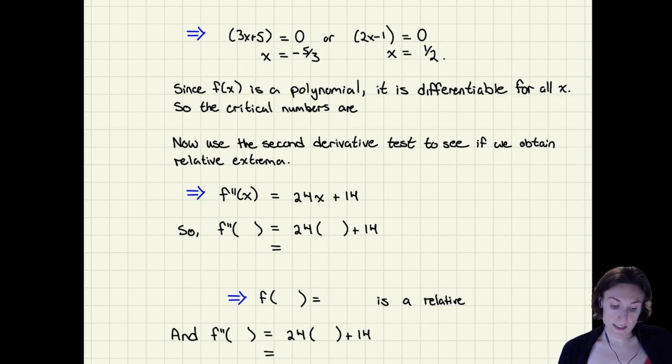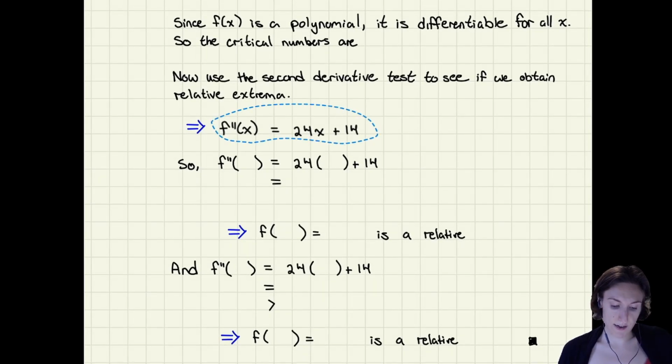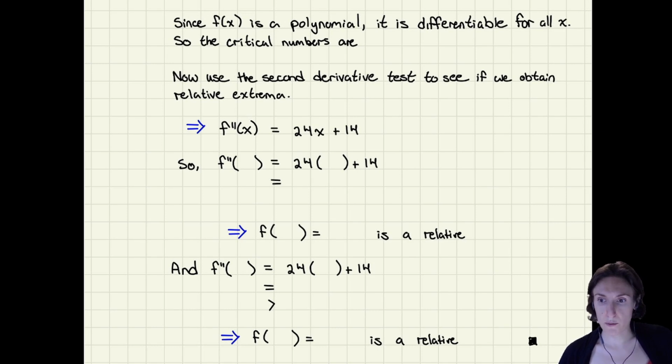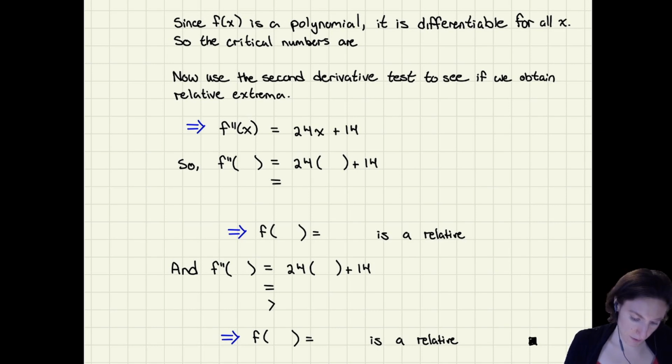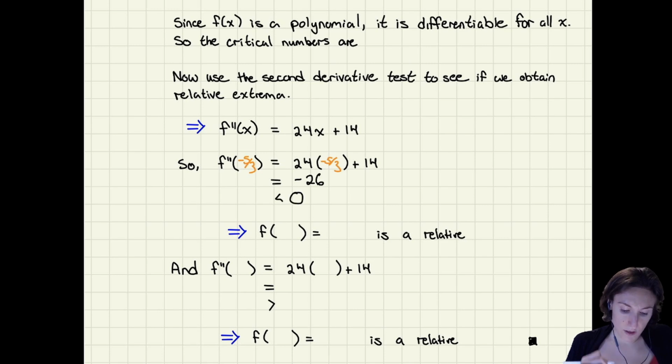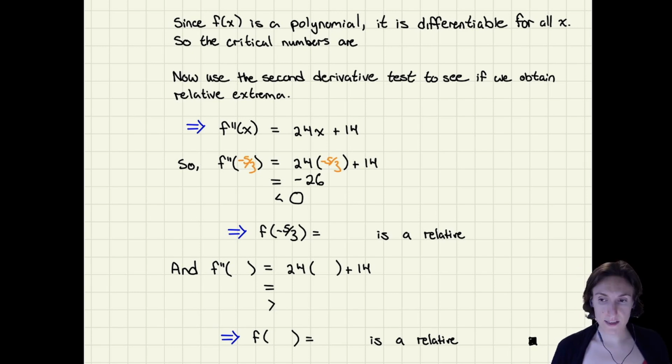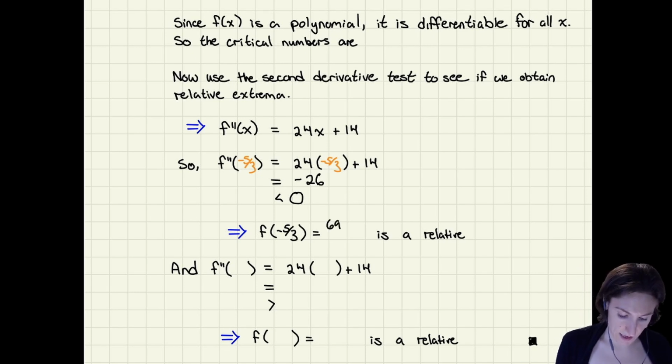Okay, so now let's actually try the second derivative test. My second derivative was this thing, and I have my critical points, so I'm going to plug them in. I'm going to start off with the negative 5 over 3. Plug this into here. And when I simplify that, I will end up getting negative 26. This value is less than 0. So my function at negative 5 over 3, if you plug that value into your function, we're going to get this output of 691 divided by 27. And this is a relative maximum. Again, it's the opposite. Because it's negative, it's going to be a max.